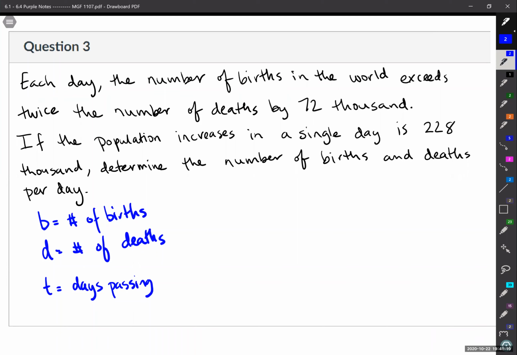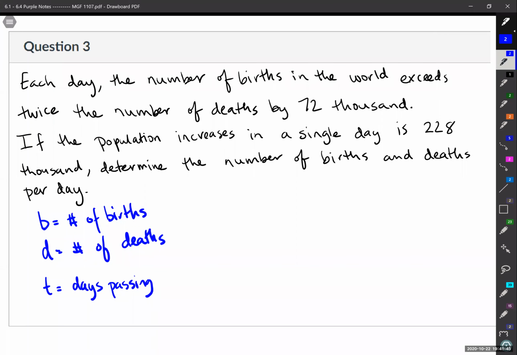Okay. Now I'm going to read through the problem, and then I'm going to give everybody a little bit of time to try to come up with the equations on their own based on these variables. And then we'll discuss the equation and we'll solve the problem. But we know writing the equation is really the crux of this issue. So each day, the number of births in the world exceeds. What do we think about when we hear the word exceed?